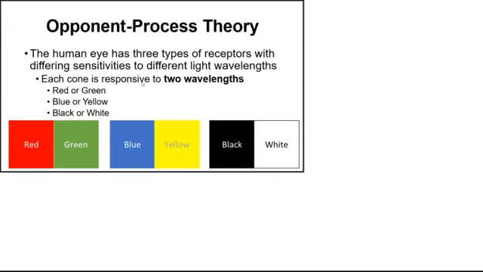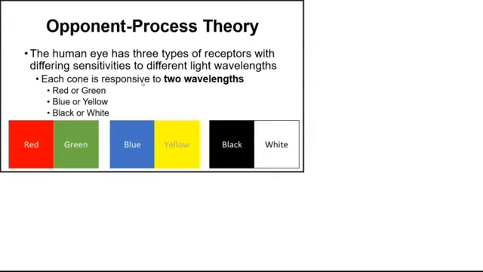So he said, okay, let's propose something else that does a good job explaining yellow and maybe some of the other stuff that the trichromatic theory can't explain. So let's look at what the theory says, and you're going to find it starts off very similar. The human eye has 3 types of receptors that are sensitive to different wavelengths of light. That's exactly the same as the other one.